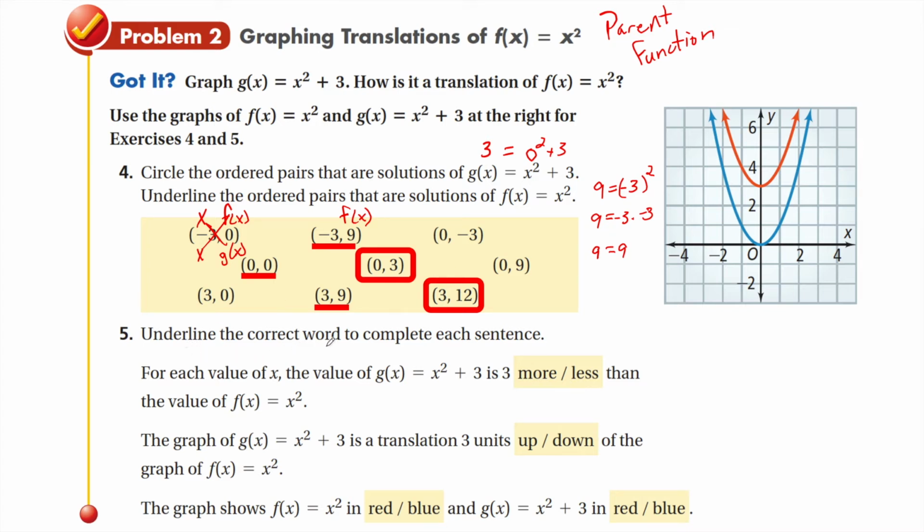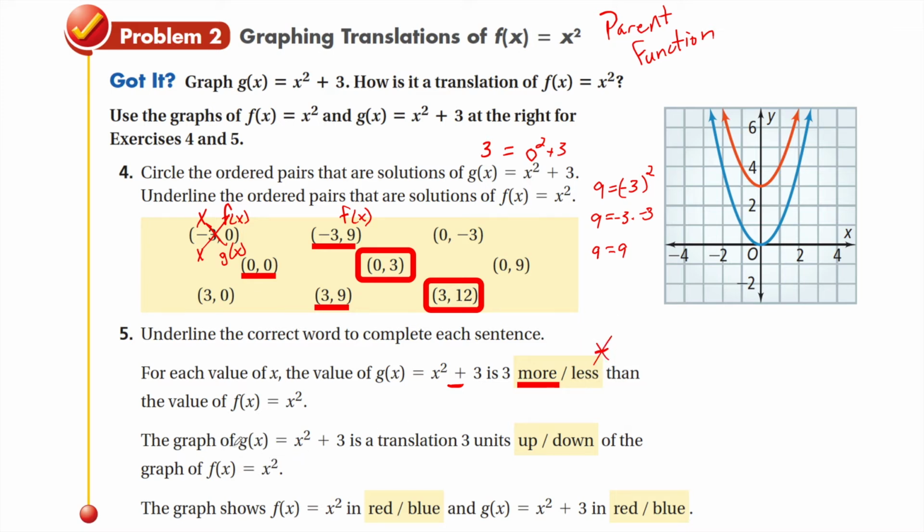Underline the correct word to complete each sentence. For each value of x, the value of g of x equals x squared plus 3 is 3 more than the value of x squared. Well, in this case, we're adding, so therefore it has to be more than. Less than would represent subtraction, which is something we're not doing.